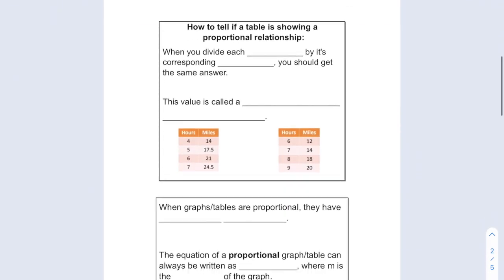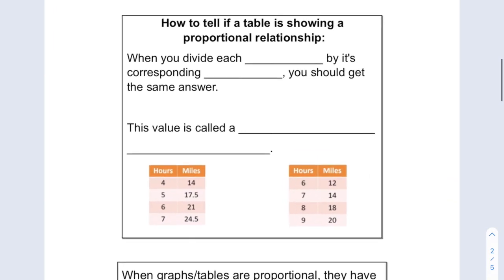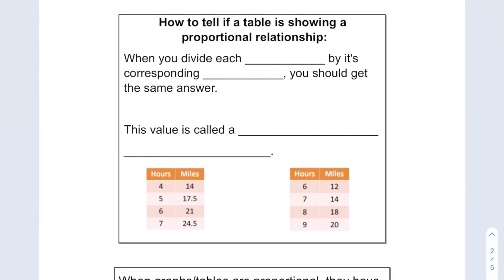Then we can jump down here to how to tell if a table is showing a proportional relationship. We're going to have sometimes tables, sometimes graphs, sometimes equations, and we will have to decide whether they are proportional. If we have a table, you can determine if the numbers are proportional because you'll divide each y value, that's your first blank, by its corresponding x value.